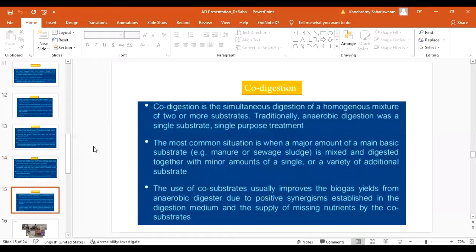Co-digestion is the simultaneous digestion of a homogeneous mixture of two or more substrates. Traditionally, anaerobic digestion was a single-substrate, single-purpose treatment. The most common situation is when a major amount of a main basic substrate, for example manure or sewage sludge, is mixed and digested together with minor amounts of a single additional substrate or a variety of them. The use of co-substrates usually improves the biogas yields from an anaerobic digester due to positive synergisms established in the digestion medium and the supply of missing nutrients by the co-substrates.